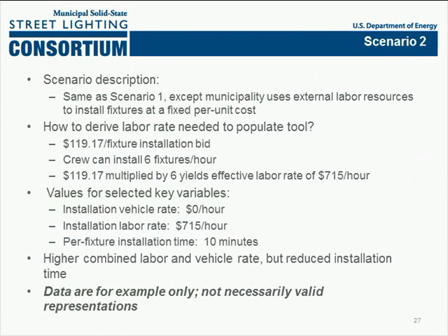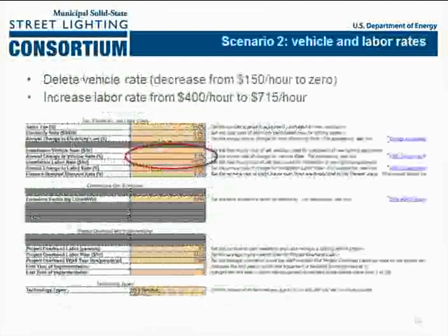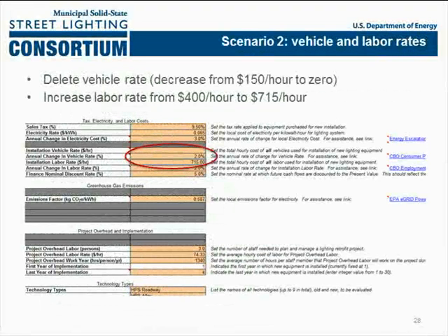So we've got here higher combined labor and vehicle rates, but reduced installation time. And again, as I mentioned in the first scenario, the data I'm using here are for example only, just to illustrate the capabilities and flexibility that the tool provides. Okay, so revisiting the input page here, in the red oval you can see that I've deleted the original vehicle rate of $150 an hour and left it blank or 0, and I've changed the installation labor rate to $715.